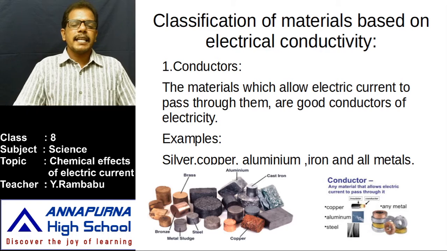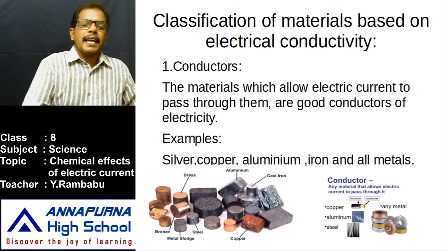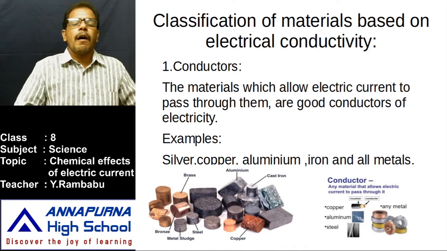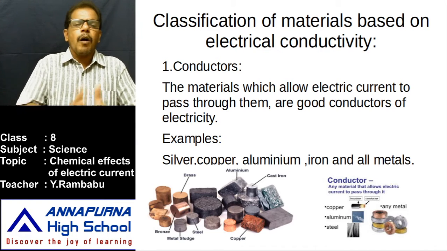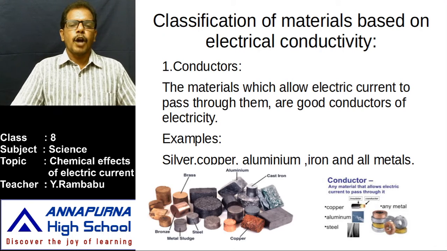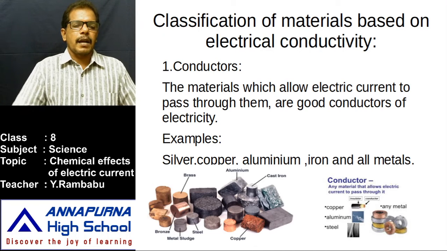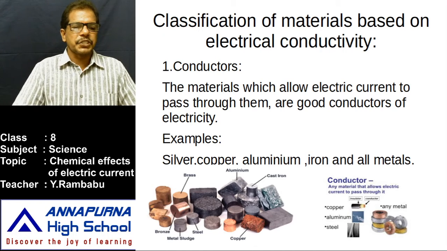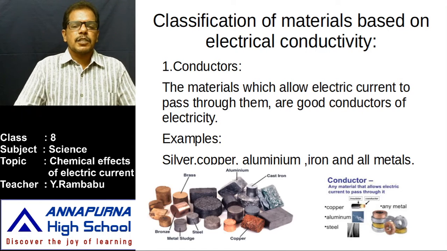Then what are electrical conductors? The materials which allow electric current to pass through them are called conductors of electricity. Generally, all metals are conductors of electricity: silver, copper, aluminum, iron, and mixtures of some metals like brass, bronze, steel. Through these also the electricity passes. That's why all these are conductors.